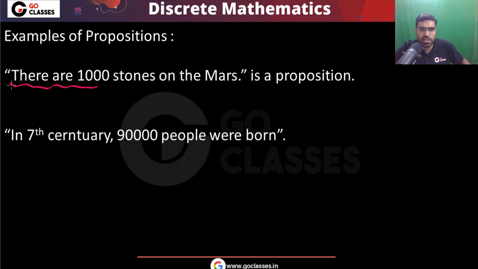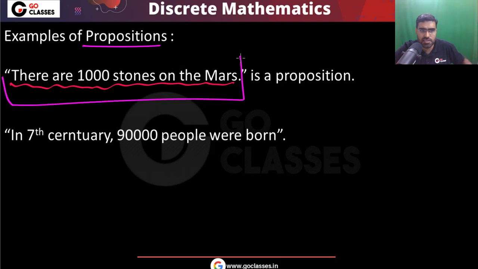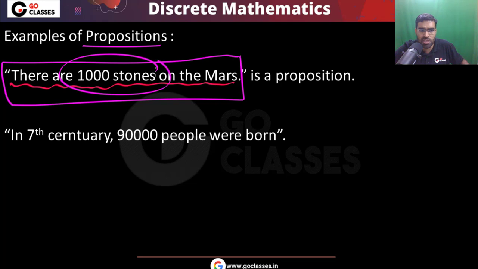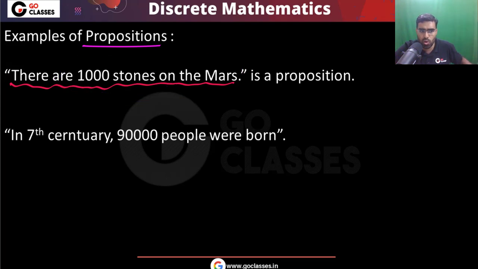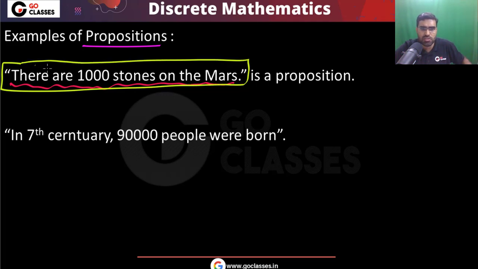There are 1,000 stones on Mars. Now tell me, will you go to Mars to find out if this is a proposition or not? Read this sentence. To find out whether it is a proposition, do you need to go to Mars and count the number of stones? The answer is no. You can see very easily that either this sentence is true or it is false.